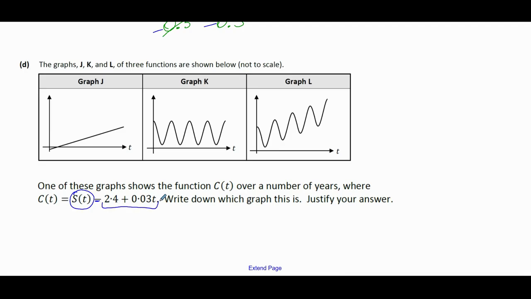Okay, so I'm looking at the graphs. Well, definitely it's not a straight line, isn't it? Because it's a little bit too complex to be a straight line. So I know it's not this graph. So I have graph K and graph L to pick from. I know that function s of t is what? It is a cost function, isn't it? So if it is a cost function, we know that the cost function will look like that. But will it be k or l?